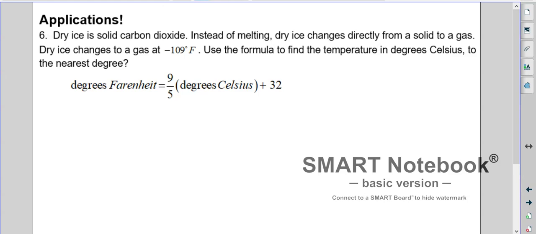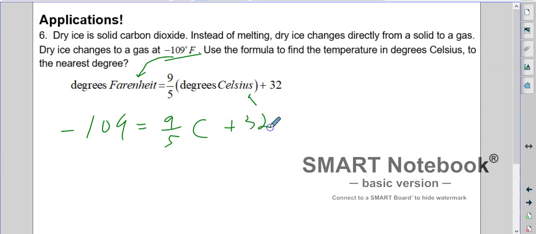All right, so that means since we're given Fahrenheit, we're going to plug it in on this side. If we were given Celsius, we would plug it in here. But we're given Fahrenheit. So we just write negative 109 equals 9/5. That's a C, not a 5. Got ahead of myself. 9/5 C for Celsius plus 32.